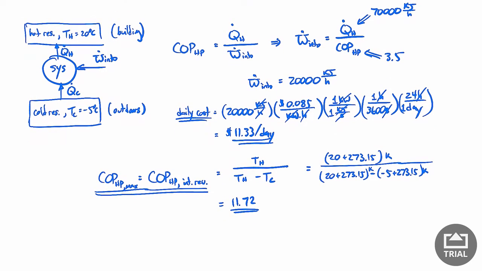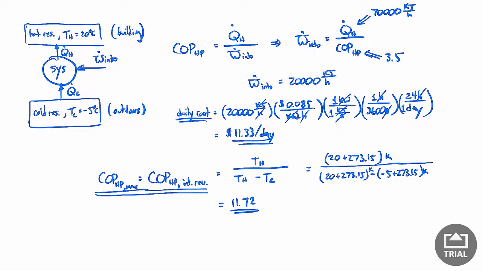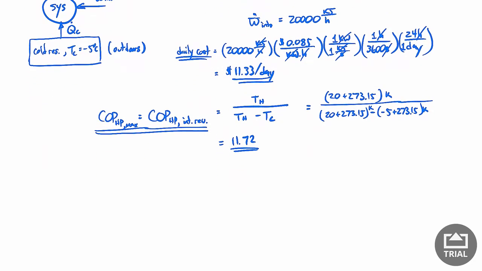Okay, nevertheless, if we want to find the minimum daily cost, what we'd do is take this coefficient of performance and plug it back into the coefficient of performance up here. We'd still be moving the same amount of energy into the hot reservoir, so it's still 70,000 kilojoules per hour. But we'd put in our 11.72 here and calculate the new work. So let me go ahead and do that. So the new power in, and this will be the minimum power because we're using the maximum coefficient of performance.